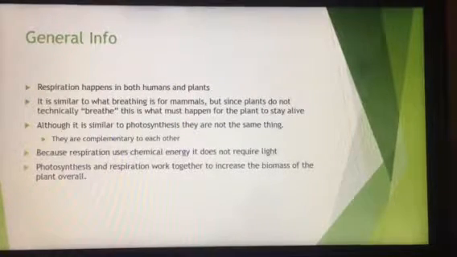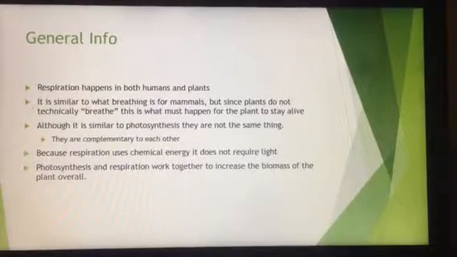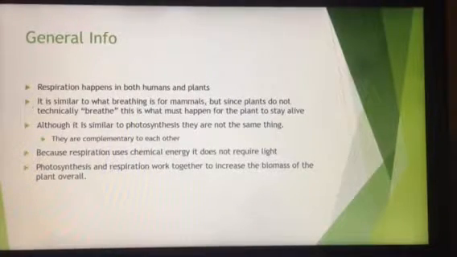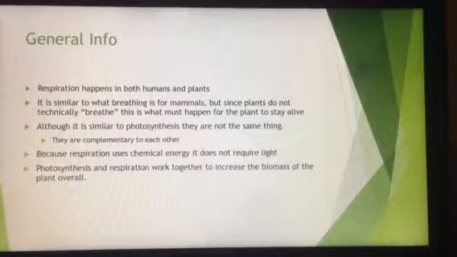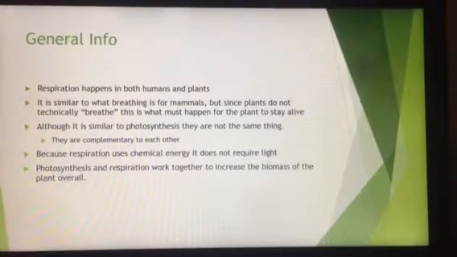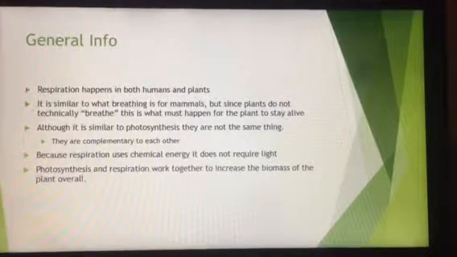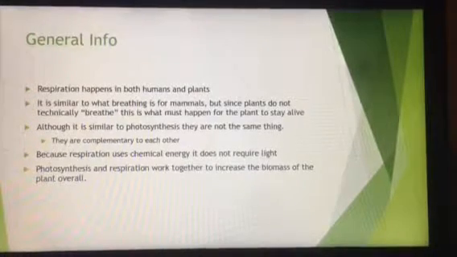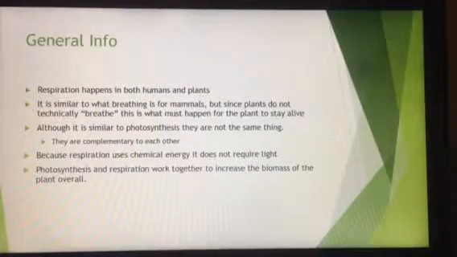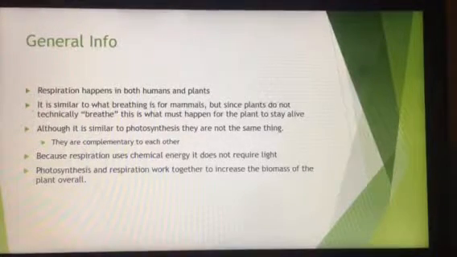Some general info on plant respiration. Respiration happens in both animals and plants. The only difference is that they go about it in a different way than we do, because obviously they can't breathe like us. Photosynthesis and respiration coincide with each other, but they are also very different from each other. Because respiration uses chemical energy, it does not require light as photosynthesis does. Photosynthesis and respiration work together to increase the biomass of the plant overall.